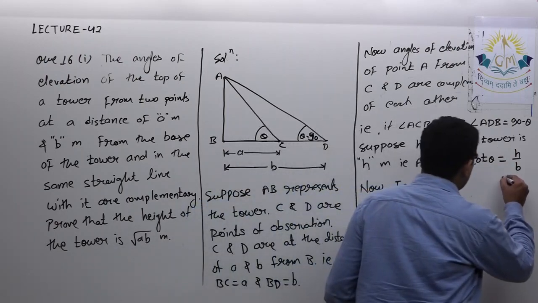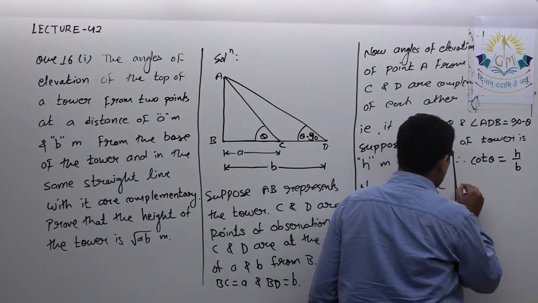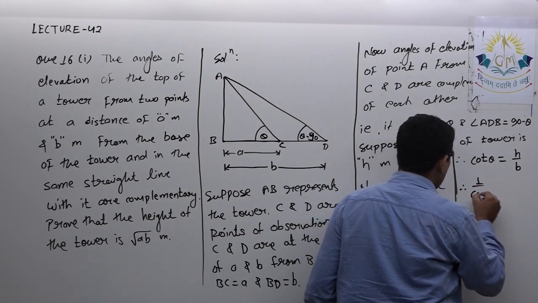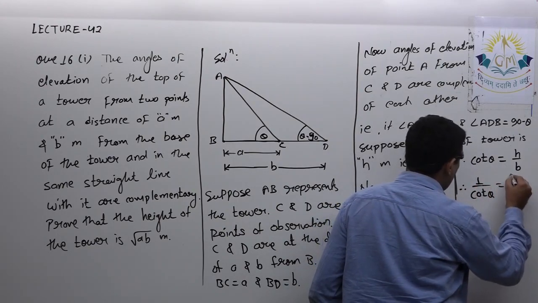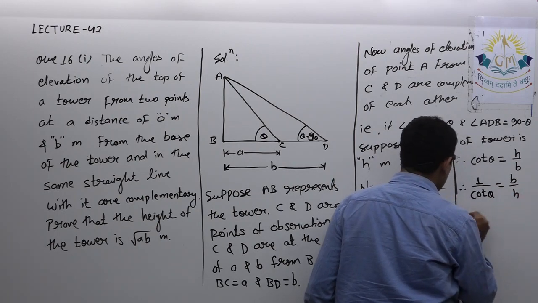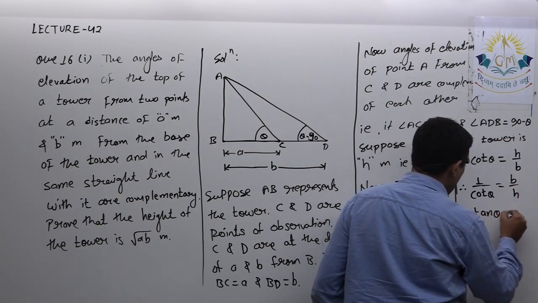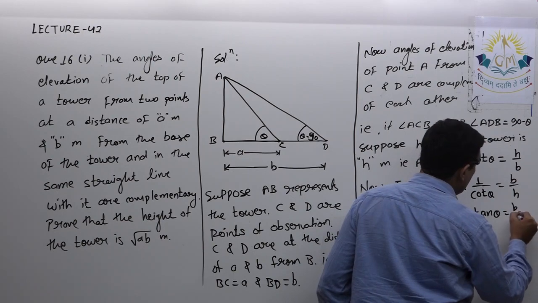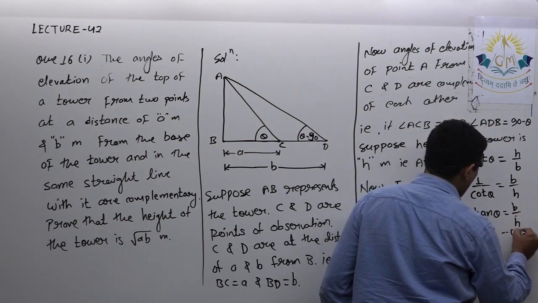So both the methods are correct. So here I am writing, 1 upon cot theta is equal to b upon h. Therefore tan theta is equal to b upon h. Let it be equation number 2.